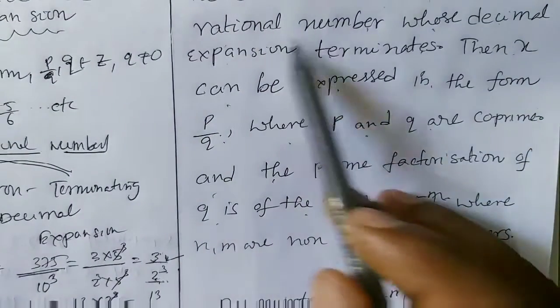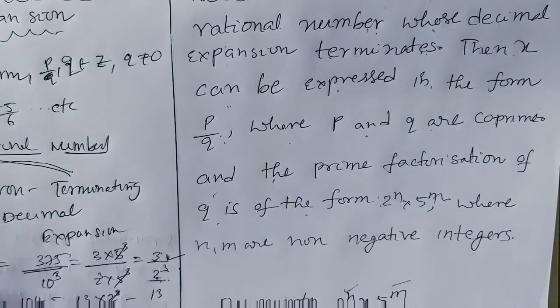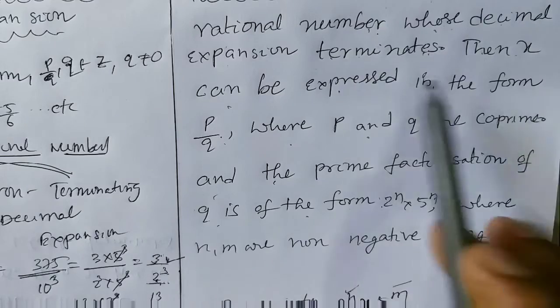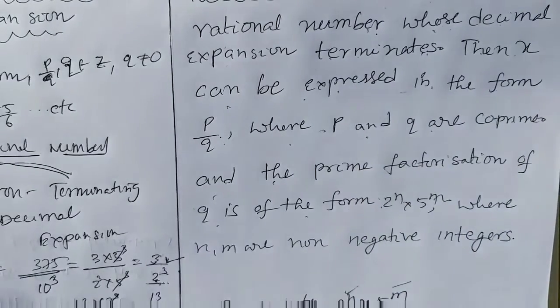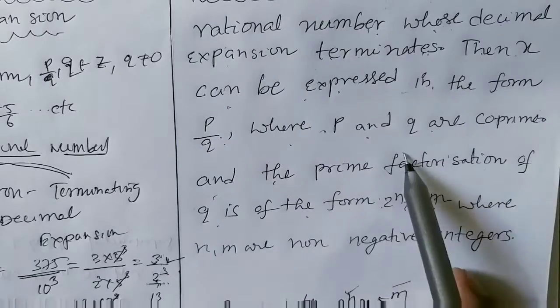Let x be a rational number whose decimal expansion terminates. This is an example of a terminating decimal expansion. Then what happens? If I express it in the form P by Q, that is like 3 by 2 cube. Then what happens?